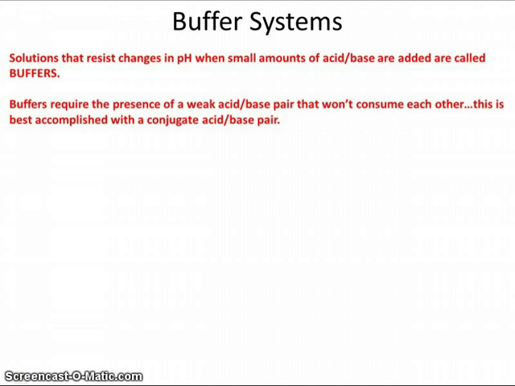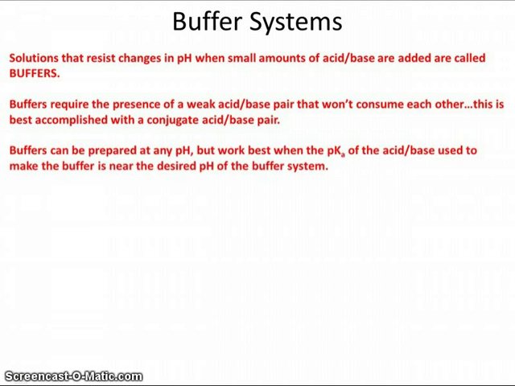Buffers generally require the presence of a weak acid-base pair that don't consume each other. And so the easiest way we can do this is to use a conjugate acid-base pair. If we mix two different weak acid, weak base pairs, they may consume each other depending on how their Ka's and Kb's stack up. We can make buffers at pretty much any pH, but they're going to work best whenever the pKa of the acid or base that we use to make the buffer is near to the pH of the buffer system that we want to create.